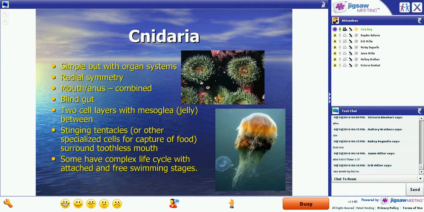Now the next group, phyla, are Cnidaria. Victoria, would you like to go ahead and read this one for us?